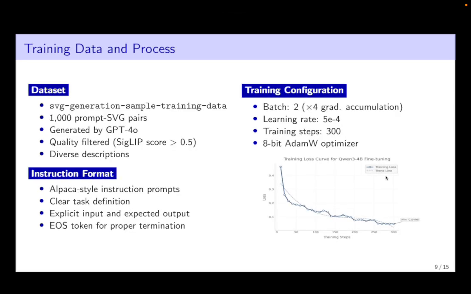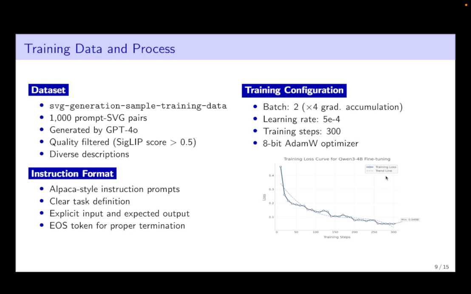Of course, the model needs data to learn. We used the sample training data provided by Kaggle, consisting of about 1,000 prompt-SVG pairs generated by GPT-4o and filtered for quality using CLIP scores.